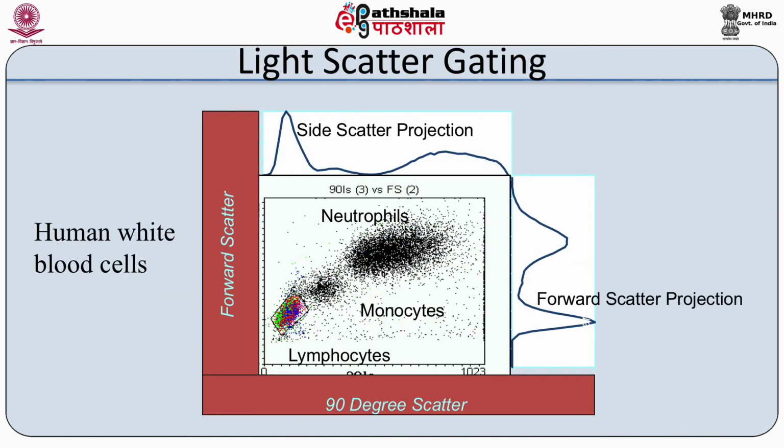Shown here is the light scatter gating, where again the distribution of leukocytes, as we've also seen earlier, based on forward and side scatter, allows the lymphocytes to be separated from the neutrophils and monocytes in the 3 populations, and by gating on lymphocytes, they can be further analyzed based on fluorochrome markers.